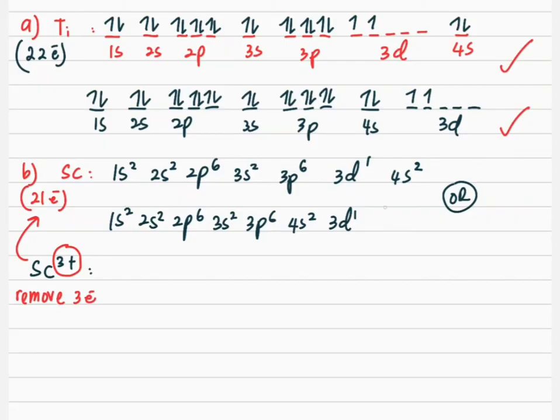Jadi that's why kalau awak guna cara ini, please jangan remove electron from 3d first. So it is wrong. That's why saya ajar yang macam ni lah, yang atas ni. Sebab previously when students use the spdf notation or orbital diagram like this, di mana tulis 4s dulu baru 3d, students tends to remove electron from 3d. Jadi dia salah lah.